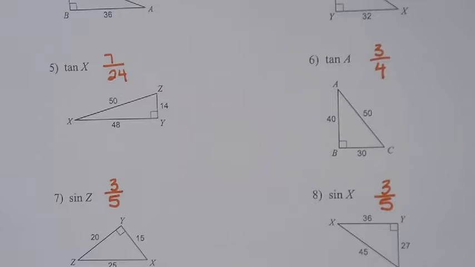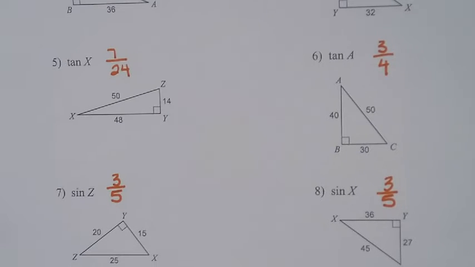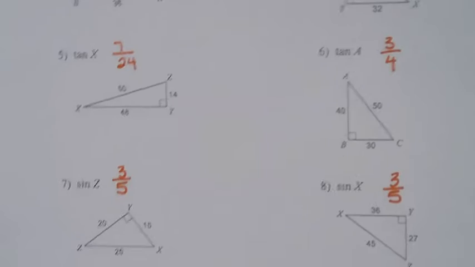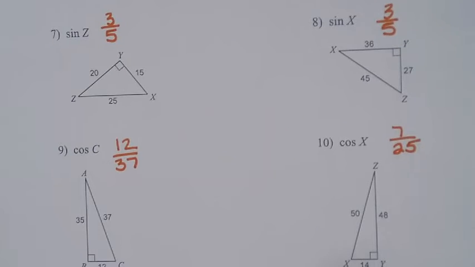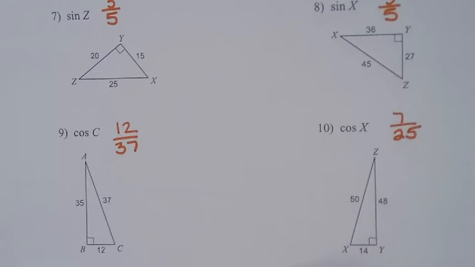Number 7 is 3/5. Number 8 is 3/5. Is that right? Are they both 3/5? Okay, I was just making sure I didn't copy one down wrong. And number 9 is 12/37, and 10 is 7/25.